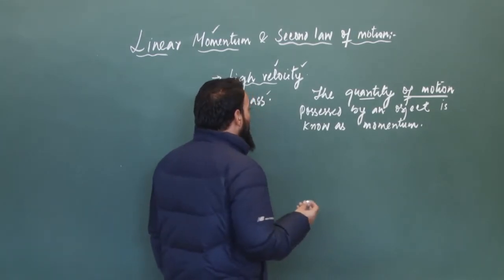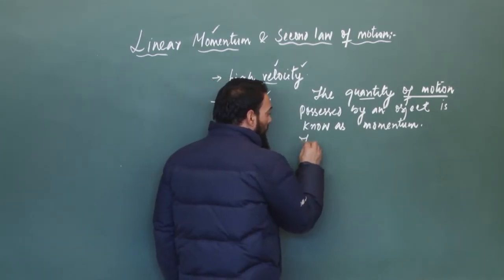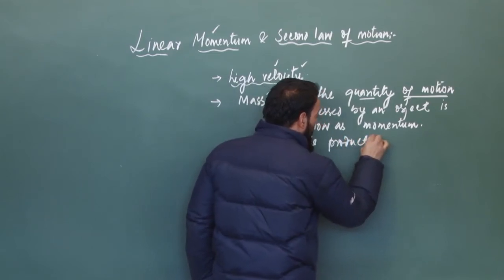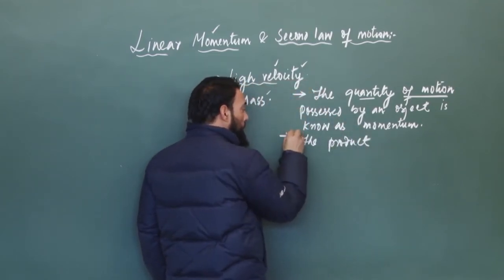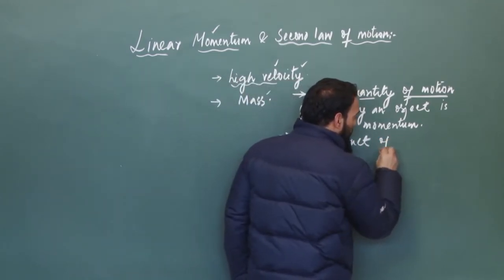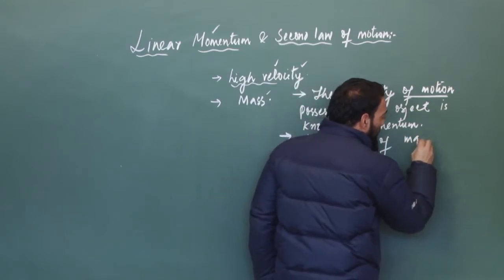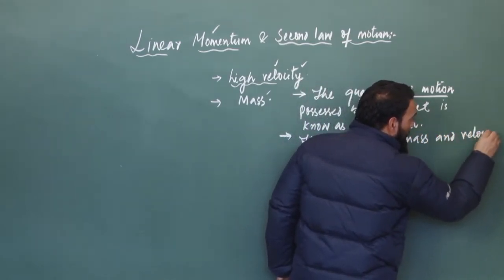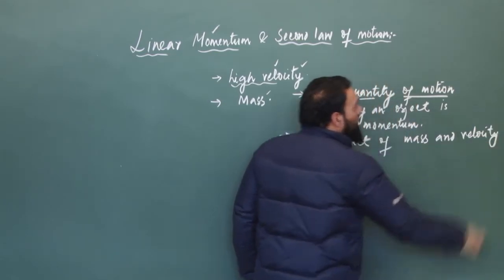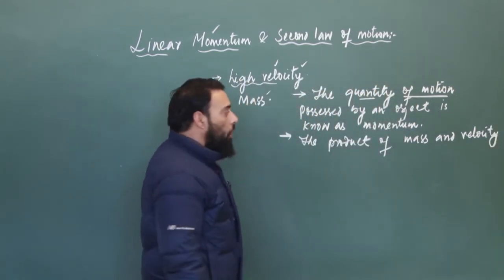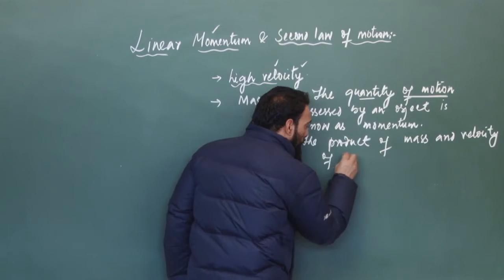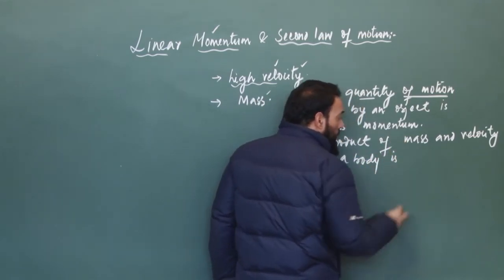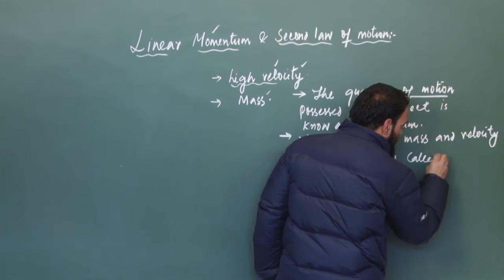So we can say the quantity of motion, or the momentum of a body, is also defined as the product of mass and velocity. The product of mass and velocity of a body is called momentum.